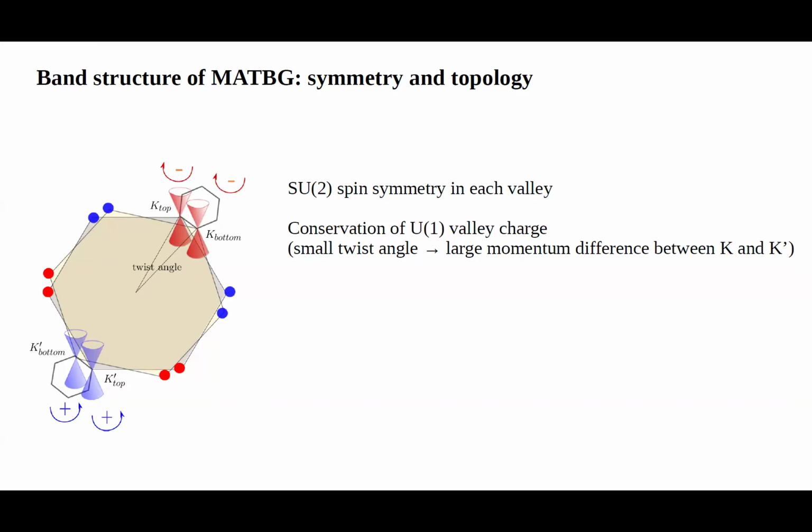And I'm also considering a conservation of the valley quantum number. Essentially, when you have such a small twist angle, the two valleys are really far apart in momentum space, so inter-valley scattering is strongly suppressed. So you can neglect it as a first approximation, meaning that the number of electrons in each valley is a good quantum number.